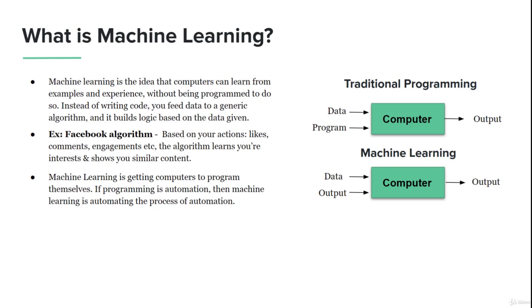And if programming is automation, then machine learning is automating the process of automation. So think about that for a moment, right? Programming is the automation. I want to automate something. Then machine learning is the automating of the process of the automation. Maybe you want to automate an email, right? Then the email gets automated, and then there's the process that is automating the automation of the email, right?